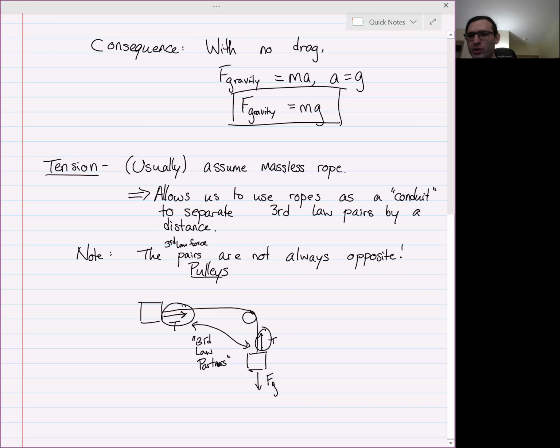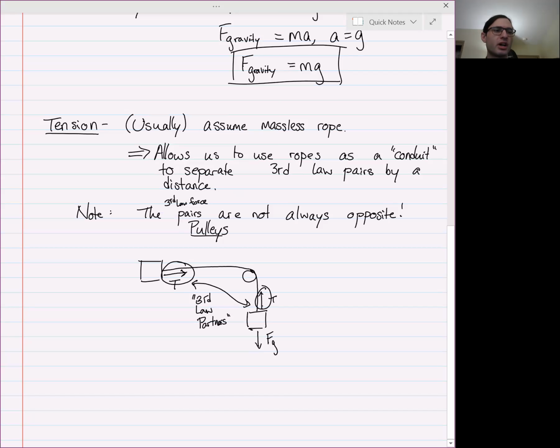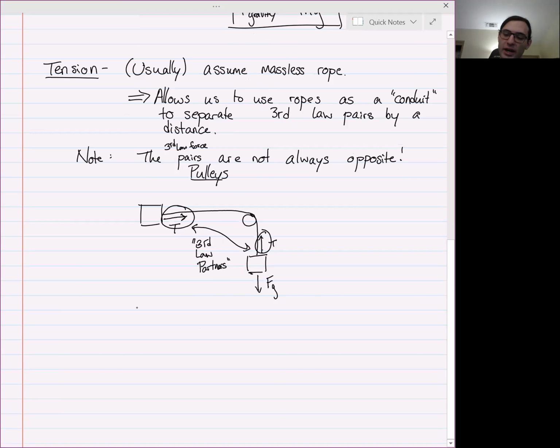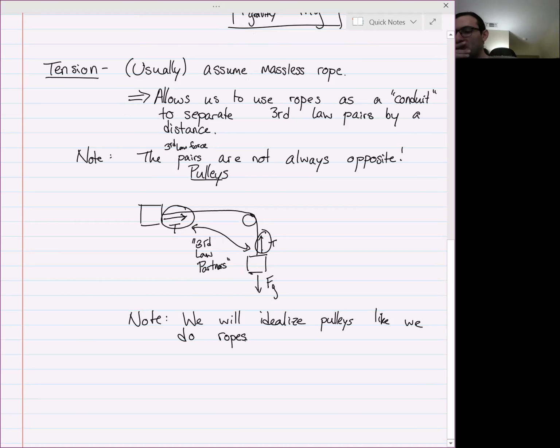And we'll get to examples with this, I promise. It can be tricky without actually seeing explicit examples. So just as an aside, for now, we're going to idealize pulleys, like we do ropes. So we're going to assume that pulleys are massless and frictionless and all that business.